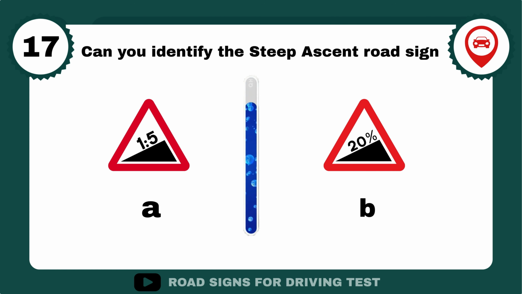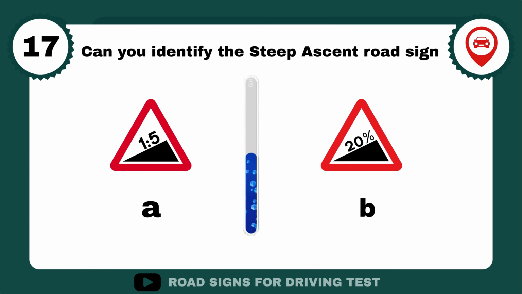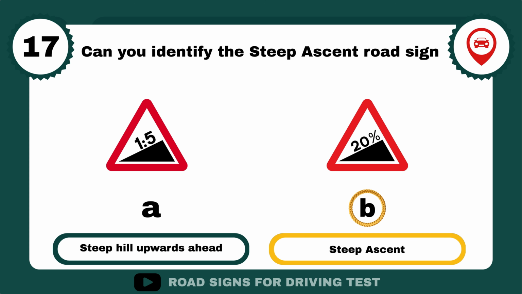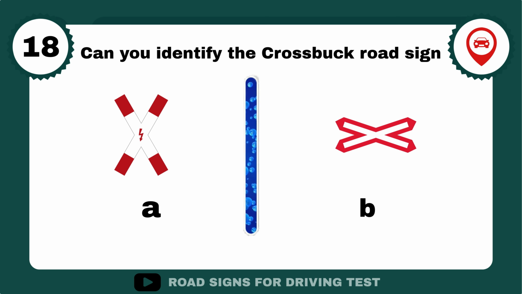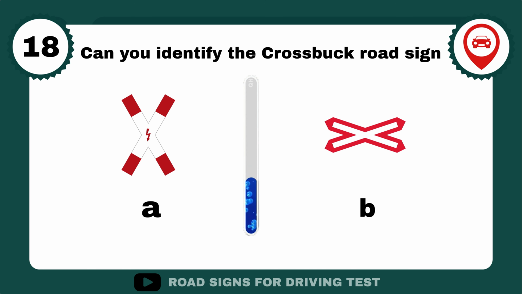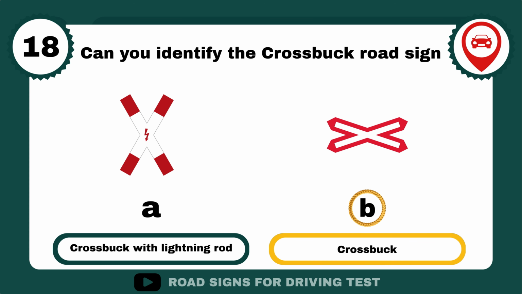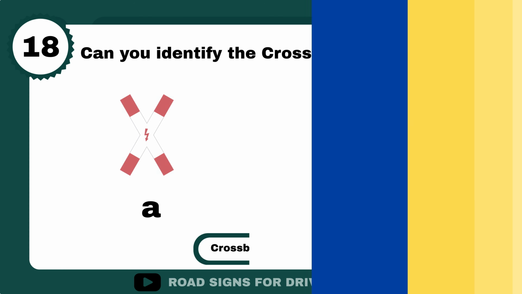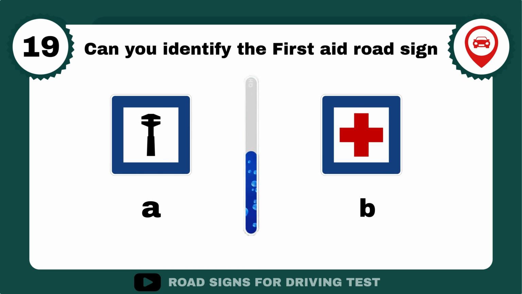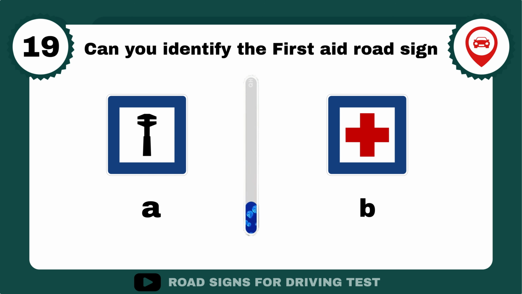Select the steep ascent warning. B. Can you find the crossbuck road sign here? B. Which one signals first aid nearby? B.